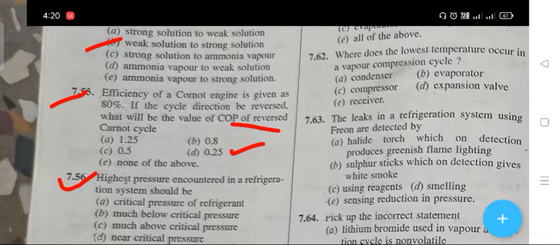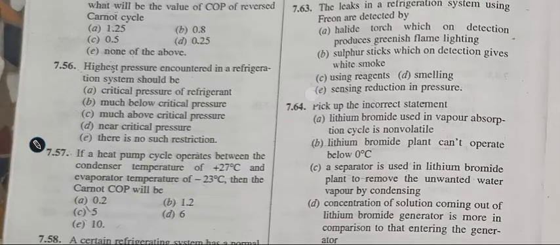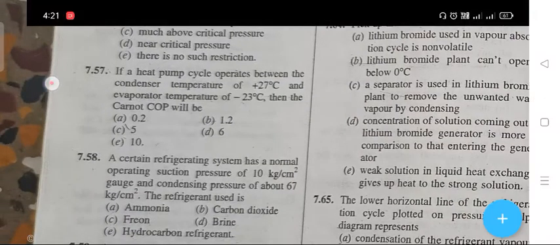Next question, highest pressure encountered in a refrigeration system should be. The right answer is B, that is your much below critical pressure. Next question is, if a heat pump cycle operates between the condenser temperature of 27 degrees Celsius and evaporator temperature minus 23 degrees Celsius, then the Carnot COP will be. The right answer is D, that is your 6.